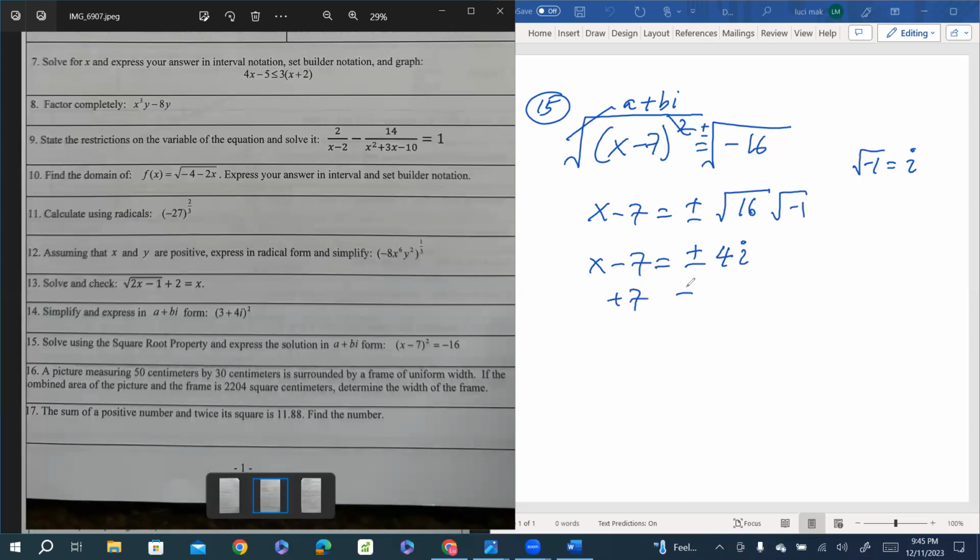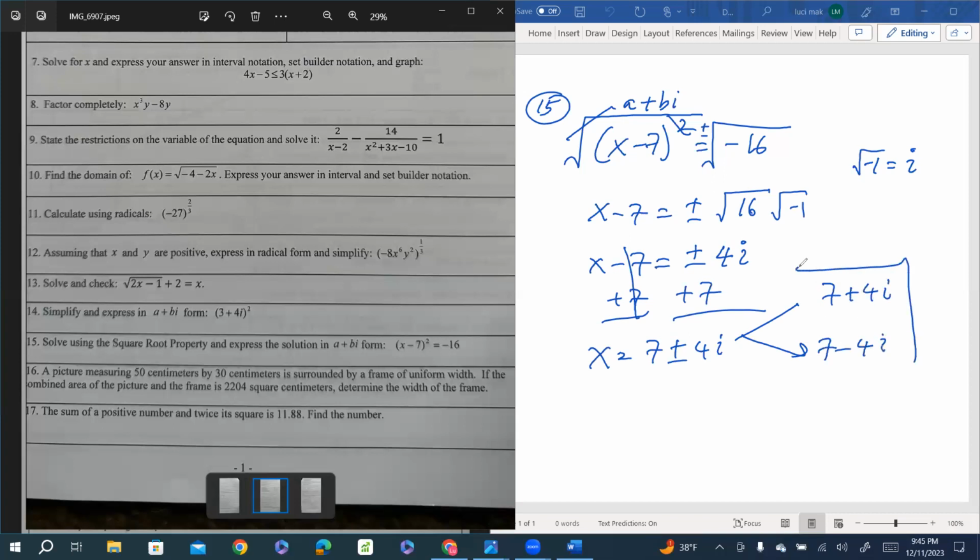Add 7 on both sides. Now remember, they are not like terms, so this cancels out. x equals 7 plus or minus 4i. So we have two answers. One is 7 plus 4i. The other one is 7 minus 4i. So you could write the answer separately or together. That's fine. So 15, the answer is 7 plus or minus 4i, very good. Let me erase the board and do the next question.